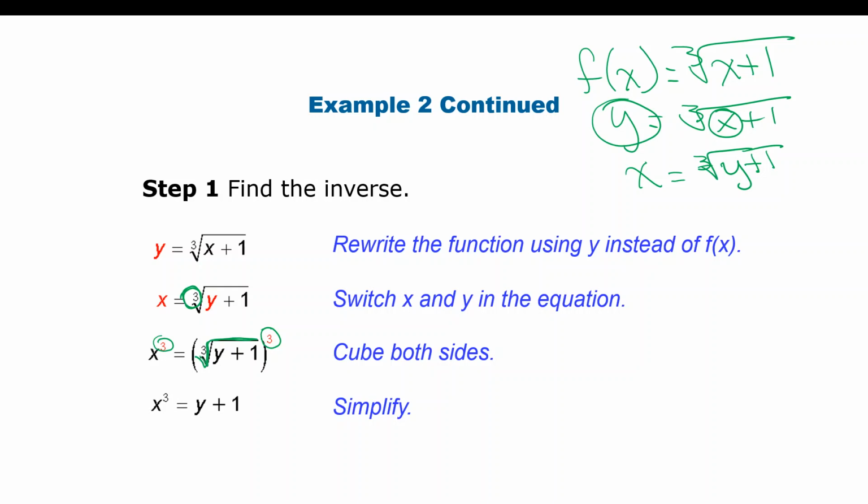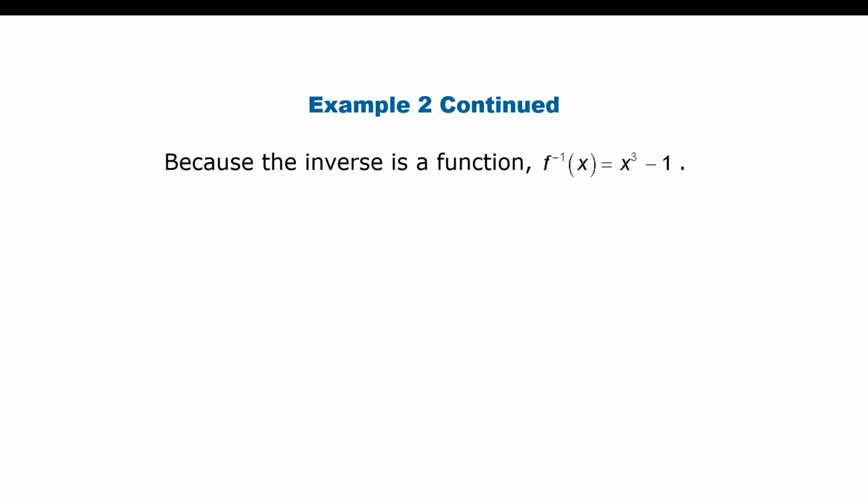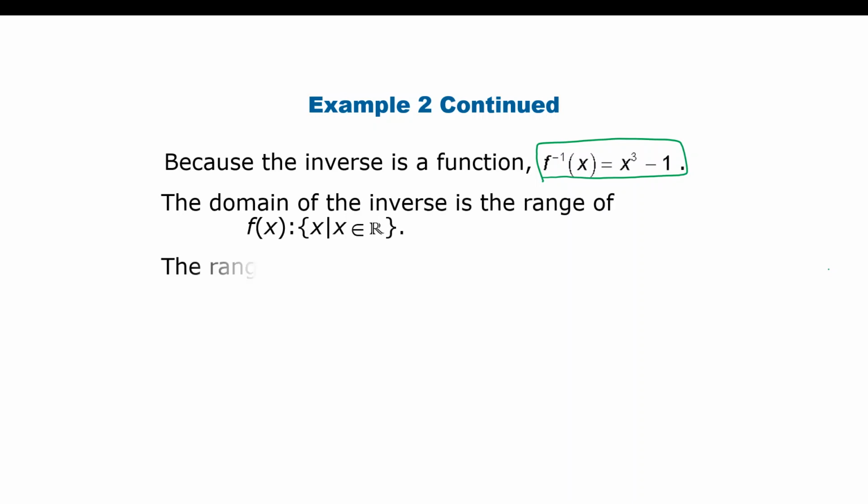Now remember, our job is to solve for y. So I want to isolate my y by itself, so I'm going to subtract 1 from both sides, and then we rewrite it to be x to the third minus 1, and so my y is isolated. All right, so because we found out at the beginning that the inverse would be a function, here is our inverse function. Now let's talk about the domain and range.